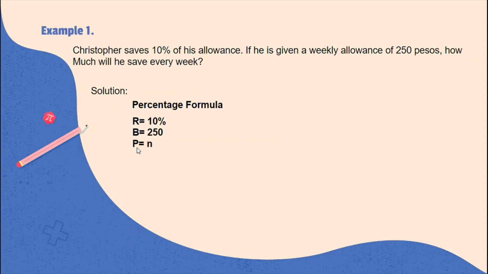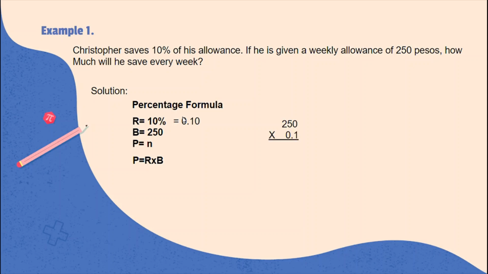Now, since we're looking for the percentage, the formula for this one is P equals rate times the base. But before that, we need to change our rate into decimal first. We have learned this in our previous lesson. To change percent into decimal, all we have to do is move the decimal point 2 places to the left. So 1, 2, that makes it 0.10.